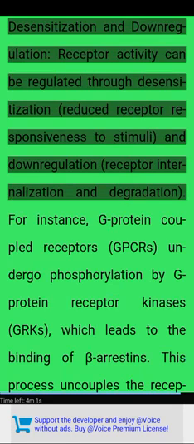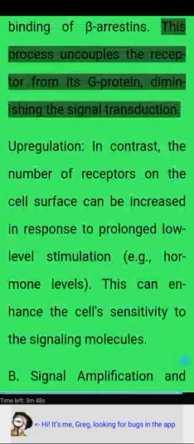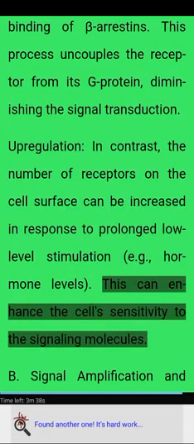Desensitization and downregulation. Receptor activity can be regulated through desensitization, reduced receptor responsiveness to stimuli, and downregulation, receptor internalization and degradation. For instance, G-protein coupled receptors (GPCRs) undergo phosphorylation by G-protein receptor kinases (GRKs), which leads to the binding of beta-arrestins. This process uncouples the receptor from its G-protein, diminishing the signal transduction. Upregulation. In contrast, the number of receptors on the cell surface can be increased in response to prolonged low-level stimulation, e.g., hormone levels. This can enhance the cell's sensitivity to the signaling molecules.